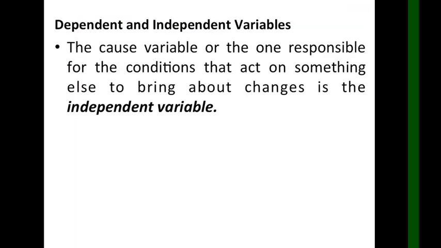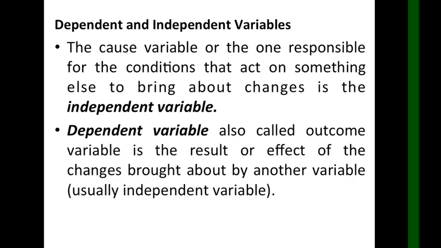So, what is the difference between dependent and independent variables? The cause variable, or the one responsible for the conditions that act on something else to bring about changes, is the independent variable. The dependent variable, also called outcome variable, is the result or effect of the changes brought about by another variable, usually the independent variable.